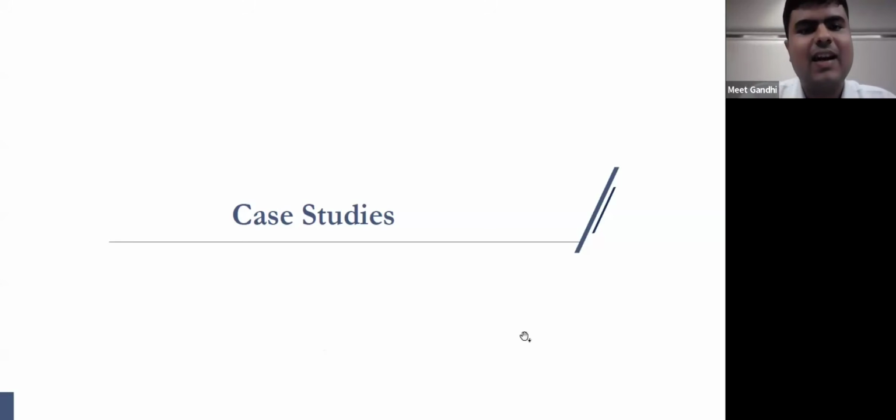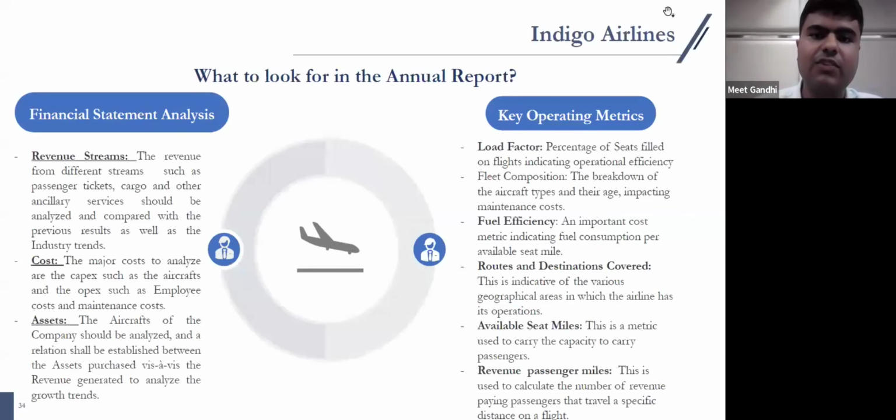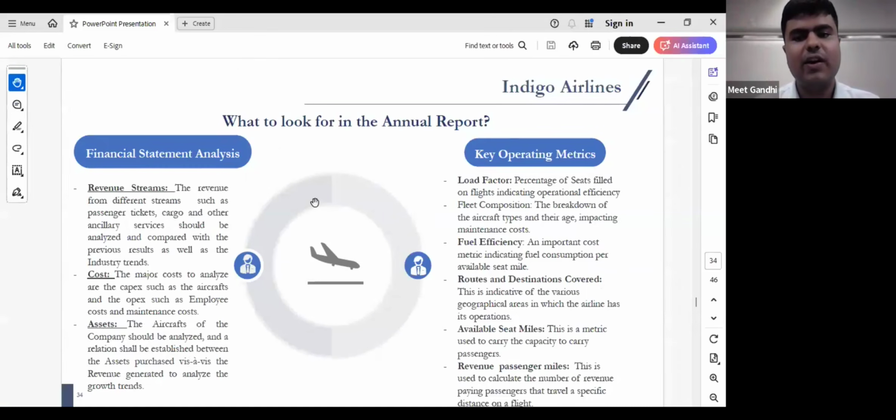As we discussed previously, every annual report needs to be analyzed by viewing the specific industry. So we need to know about the key performance indicators, the financial indicators and the non-financial indicators of that specific industry. First, we take an example of Indigo Airlines. Indigo Airlines is basically an airline industry.